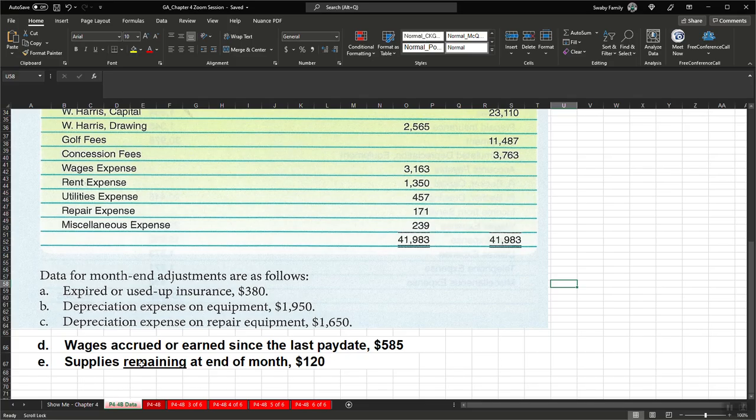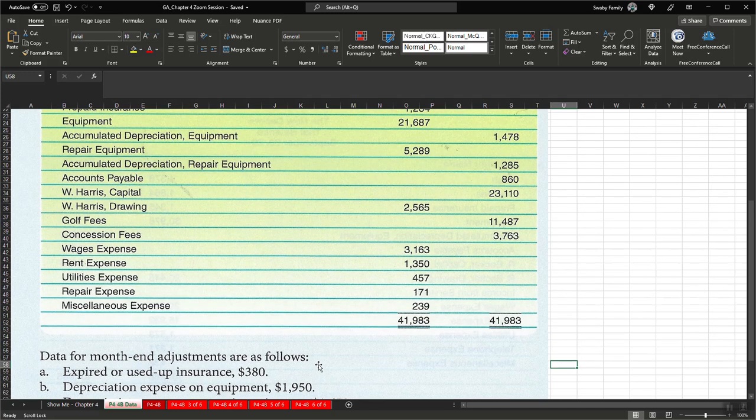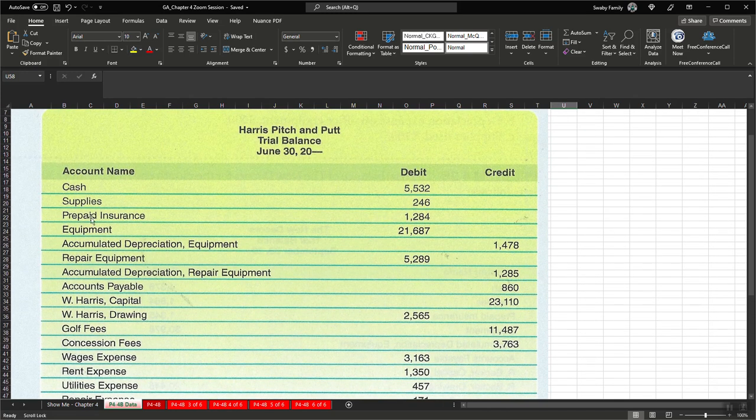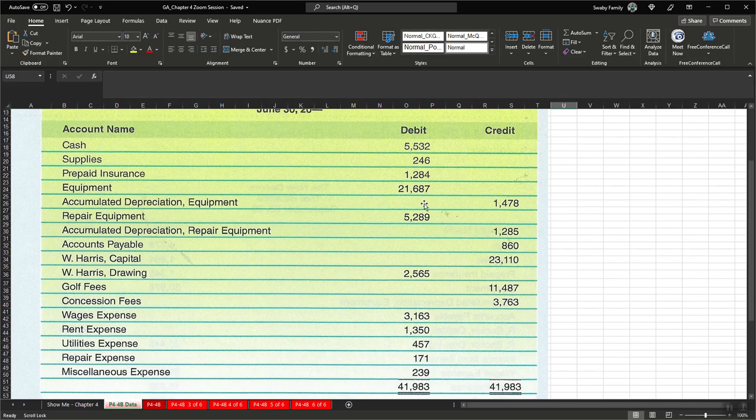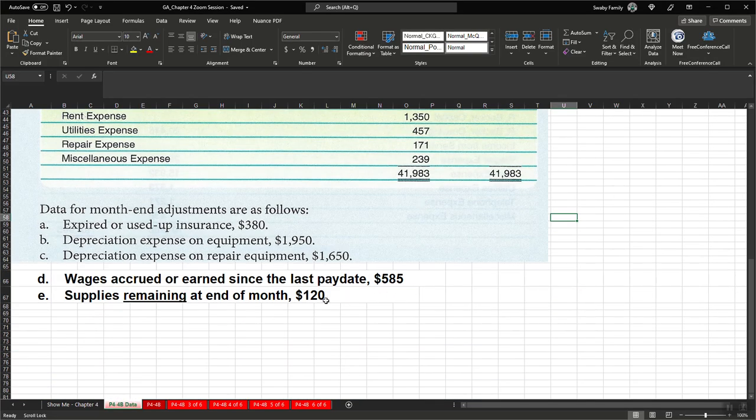The last one is similar to the first in that we have an asset, supplies, and we used some of it, and it says that we have 120 remaining. If you come back up to the trial balance, you will see that the total is 246 that was originally bought, and of that amount we have 120 remaining.